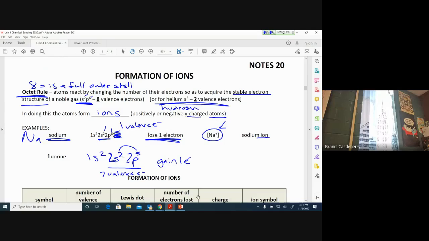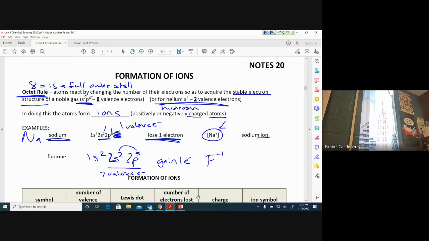Now, if it gains 1 electron, it's gaining a negative thing. So that means that fluorine's ion charge is -1. It gained 1 negative thing.